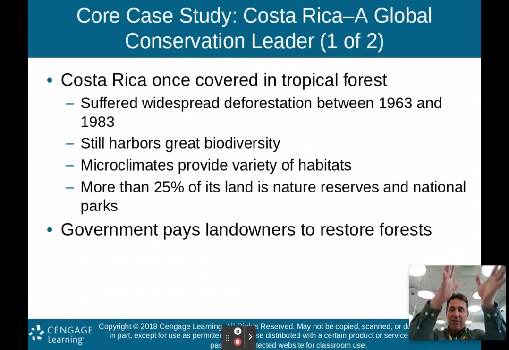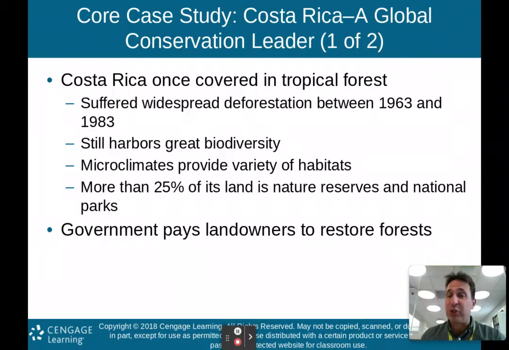If you know Costa Rica, there's a mountain range pretty much that runs right through the country. On the east side, you have the Gulf of Mexico. On the west side, you have the Pacific Ocean. And so those lead to different microclimates, which provide a variety of habitats for a lot of different species.